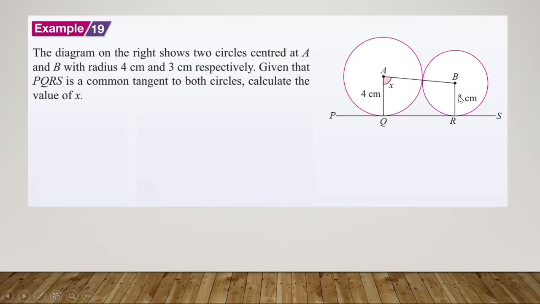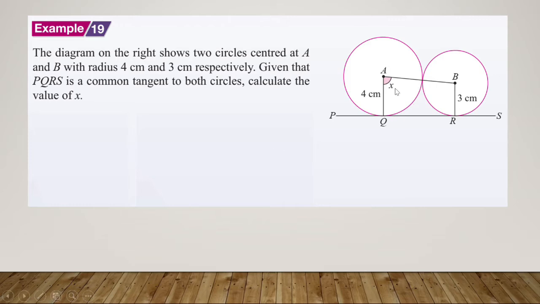Now we look at the example that we have in your textbook. This is on page 158. Example 19 shows the diagram on the right, with two circles centered at A and B with radii of 4 cm and 3 cm respectively. Given that PQRS, this line here, is a common tangent to both circles, calculate the value of x.